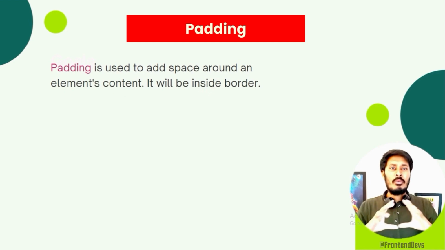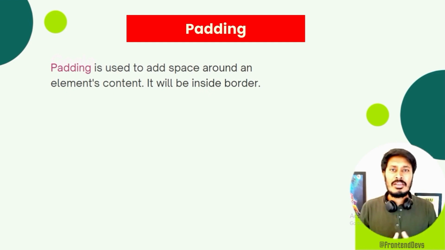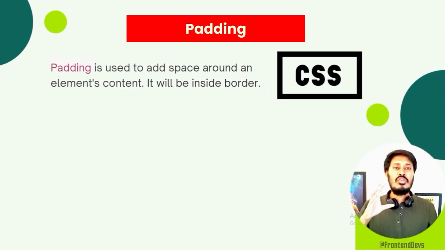We know that when we are creating any HTML element, we are adding some content to it. And we also saw how exactly we can add the border. And padding is used to add the space between your content and border. Suppose we have content here, we have a border here, and whatever space we are seeing in between our content and border, that is padding.